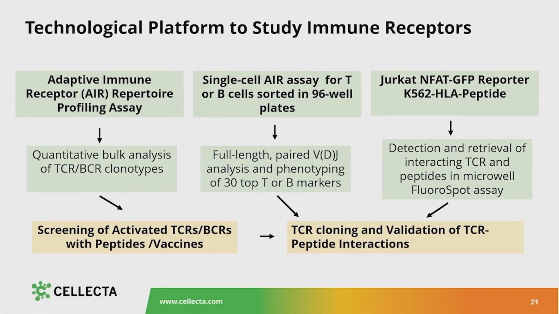The last technology we are going to discuss is artificial Jurkat K562 reporter cell lines, which is a rather traditional way in immunology to study peptide-TCR interactions. We will try to see how these technologies can work to identify functional interaction between T cell receptors and peptide.